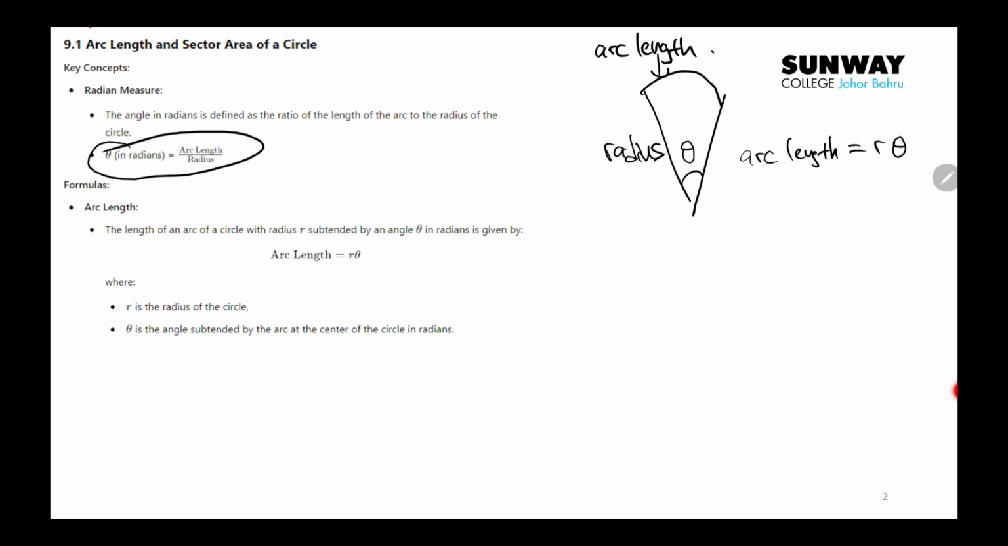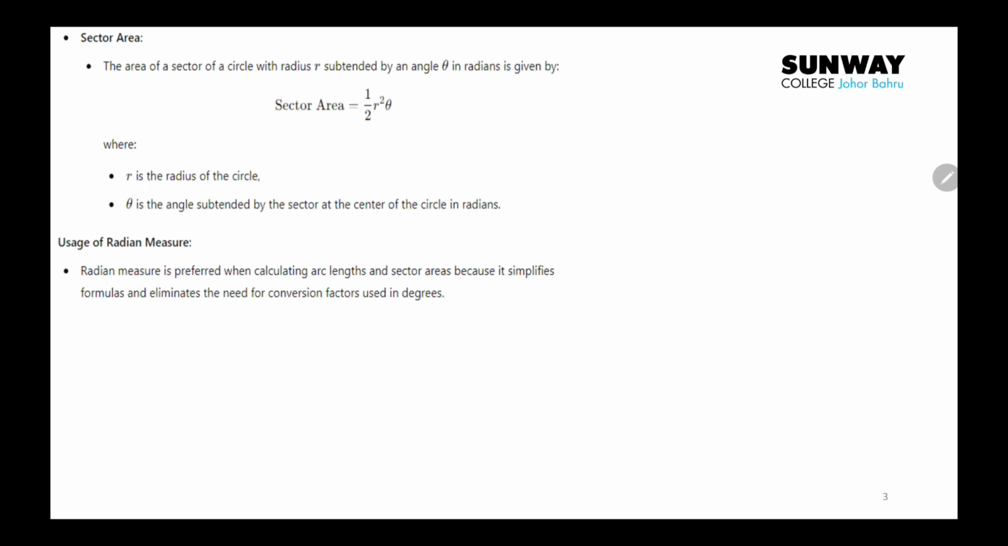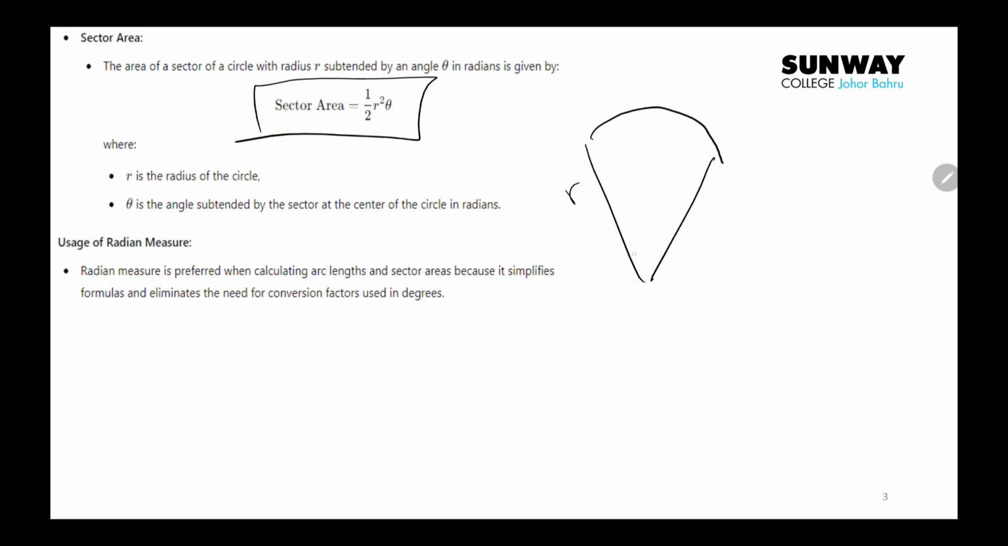Similarly, we can also learn how the area of a sector can be found. The area of the sector is denoted by this formula. If you have a sector, if there's a radius, there's an angle formed, sector area, sometimes represented by the alphabet S, is equivalent to 1/2 r squared theta. You have to understand that in this particular case, whether it is talking about the arc length or the sector area, the angle theta must be in radian, not degree.